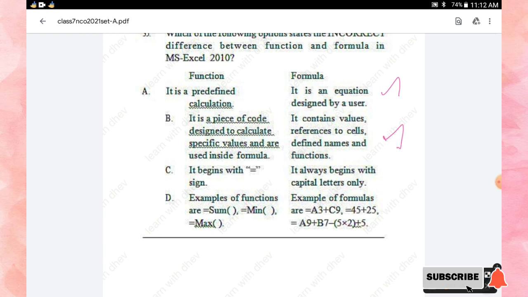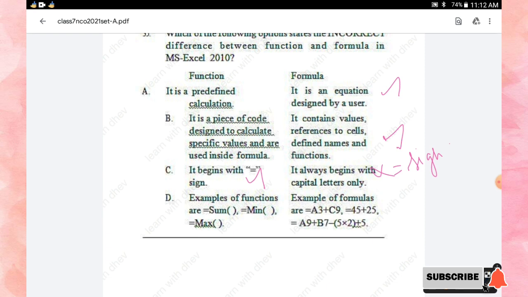Then option C, it begins with equal sign. So the functions would start with the equal sign, whereas in formula, it always begins with the capital letters only. So this particular statement is wrong regarding formula, because all the formulas would start with equal sign only. Right. So option C would be the incorrect difference between the function and the formula.